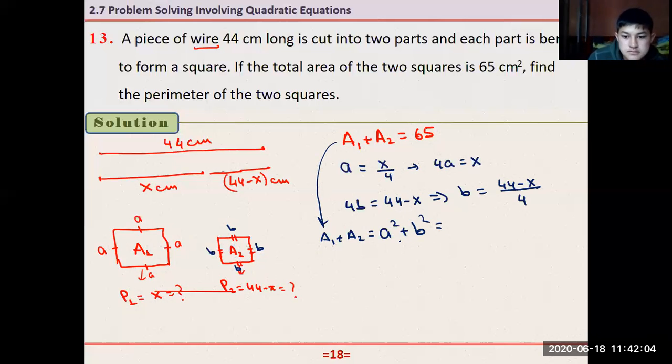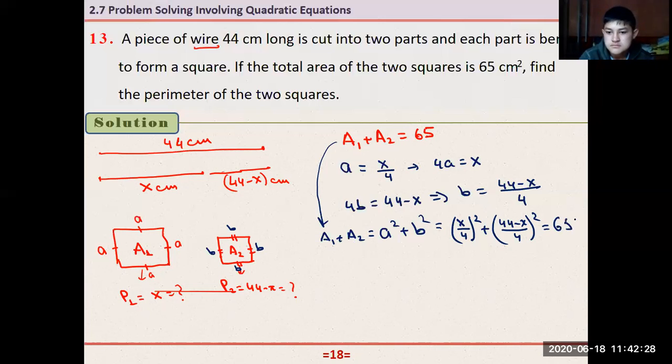Now I can write everything in terms of x. What is a? a equals x over 4. So here we have (x over 4) squared, plus, what is b? b is ((44 minus x) over 4) squared. And on the right hand side, this total area is 65. Okay, so we have to solve this quadratic equation. All right, because it's also a problem involving quadratic equation.